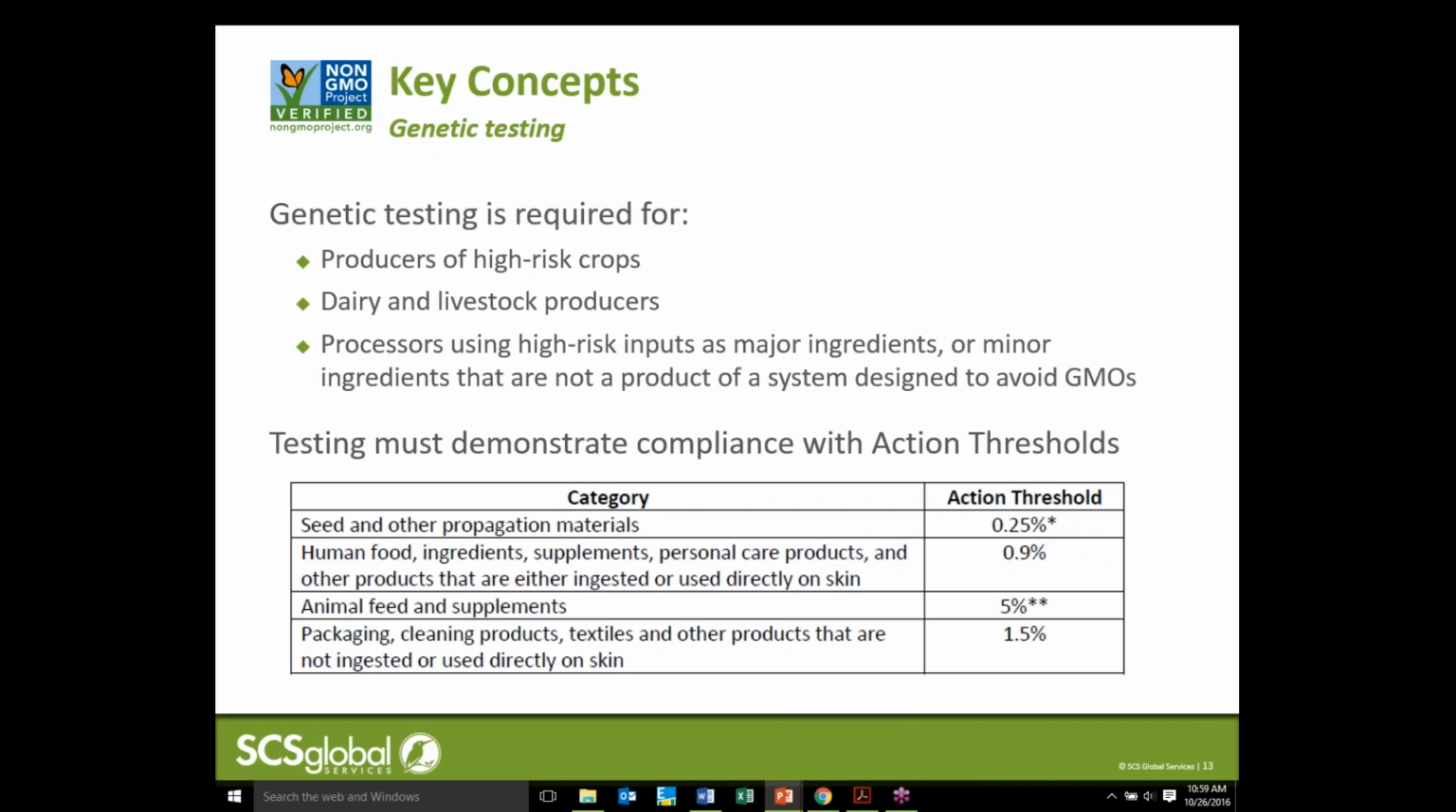So if we're looking at seed or planting stock propagation materials, the action threshold is 0.25% genetic material. For human food, anything that's consumed by people, as well as anything that's used directly on the skin, so personal care products, lotions, soaps, and so forth, the action threshold is 0.9%. Animal feed, it is 5%, and then for packaging, cleaning materials, textiles, and other products that are eligible for verification but that are not ingested, that are not used on skin, the action threshold is a little bit higher at 1.5%. And so your testing must demonstrate consistently that the inputs used are testing below these action thresholds.